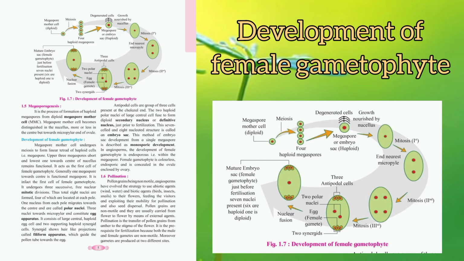So, the final structure is 7-celled with 8 nuclei, and this is called the mature embryo sac or female gametophyte. This whole process is called monosporic development because it starts from a single megaspore.